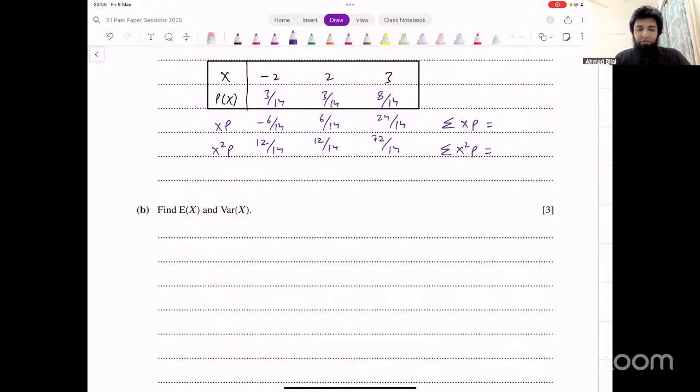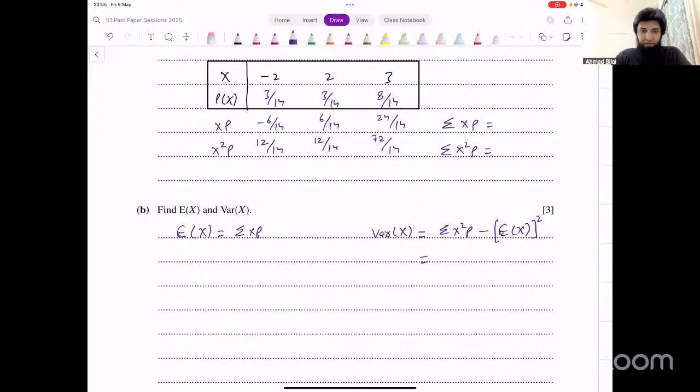What do you get from each of these? xp and x square p. We can find expected value and variance from this, right? Expected value of x is given by sigma xp, and variance of x is given by sigma x square p minus the expected value of x whole squared. Both of these formulas are given in the formula sheet under discrete random variables.